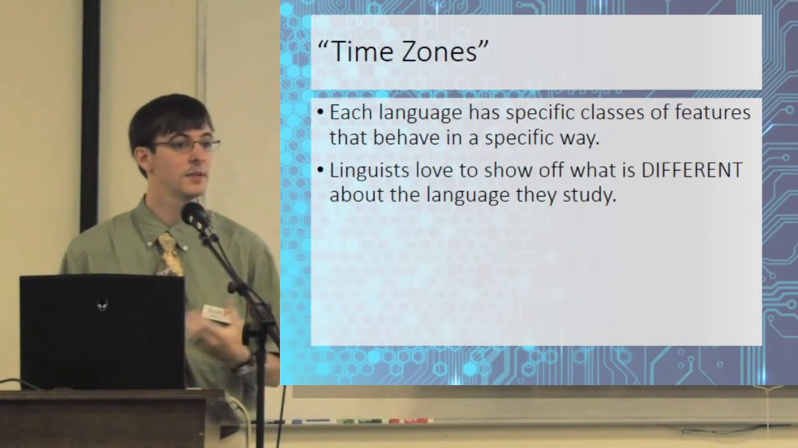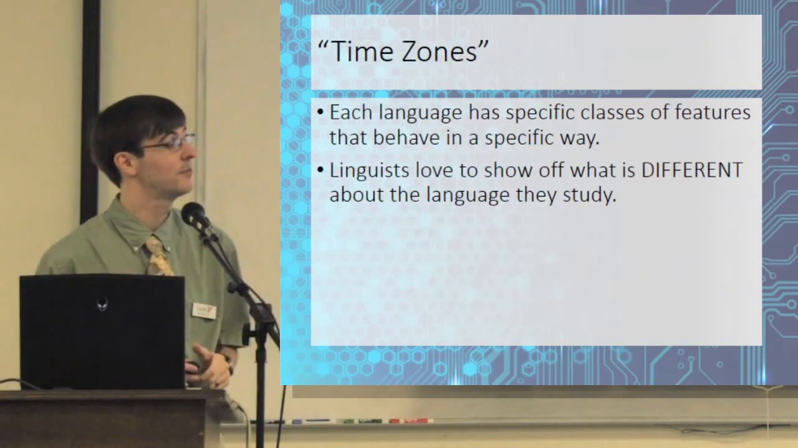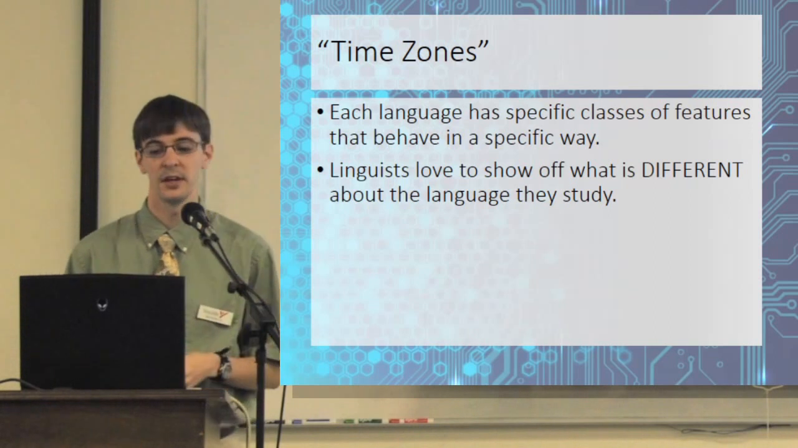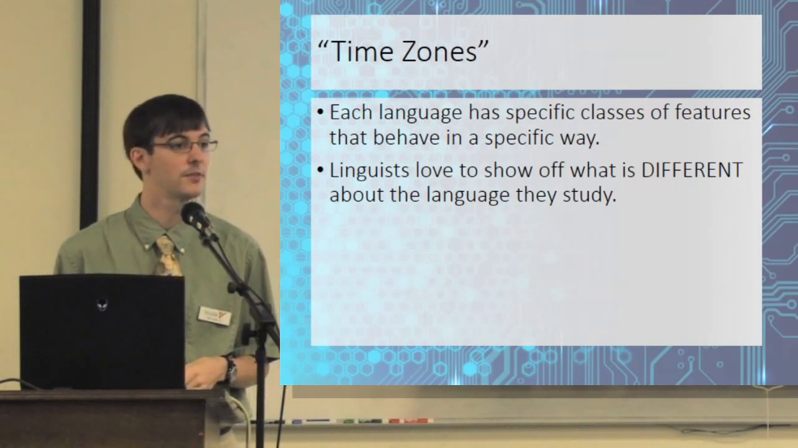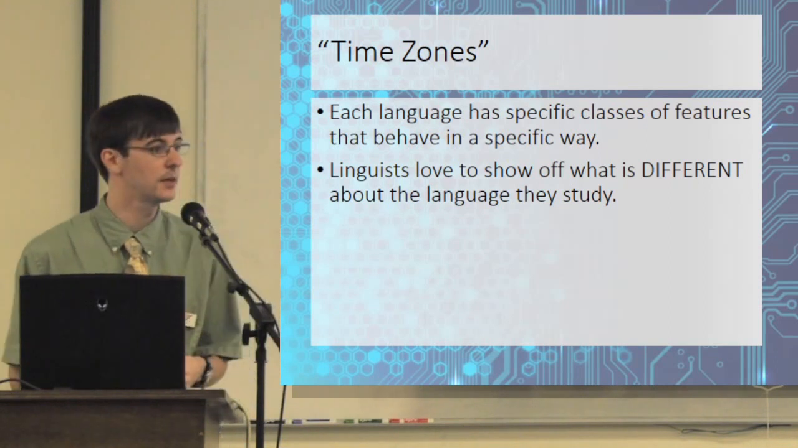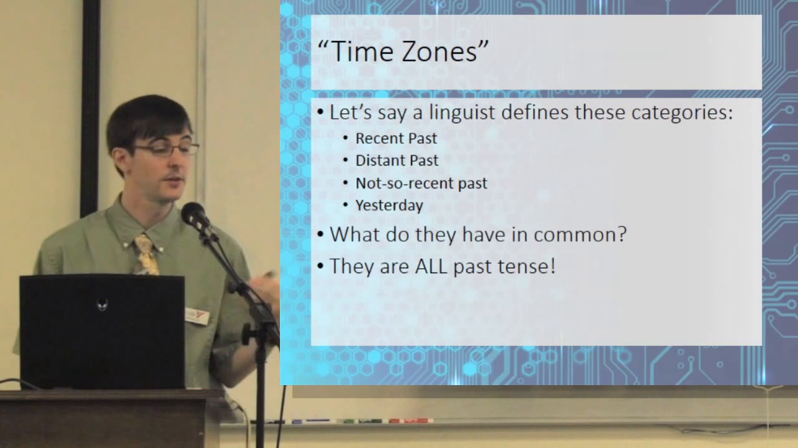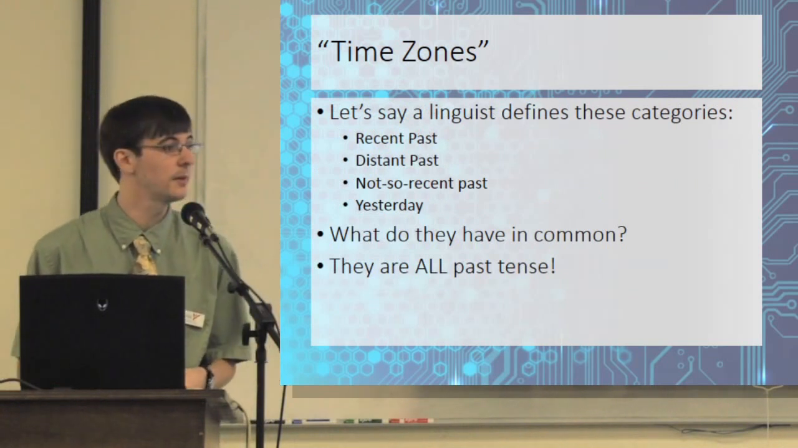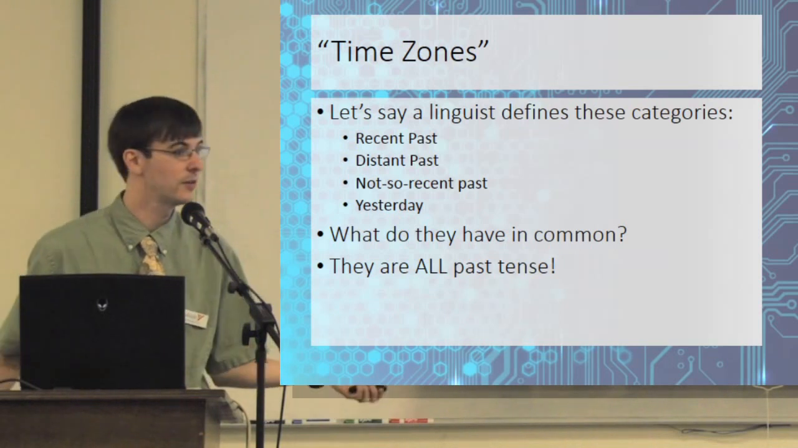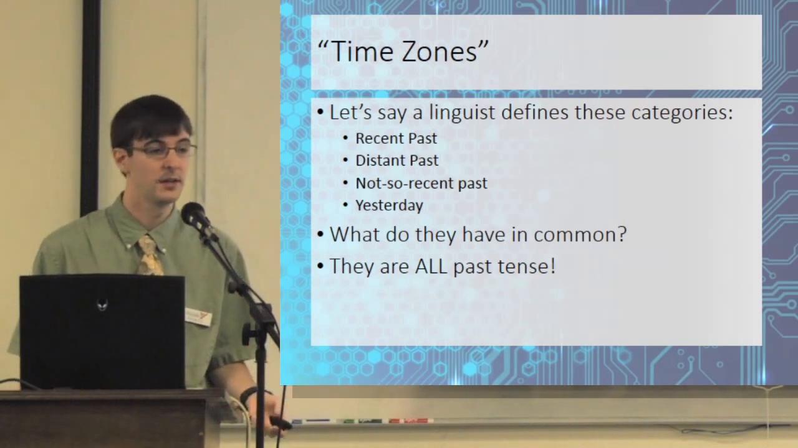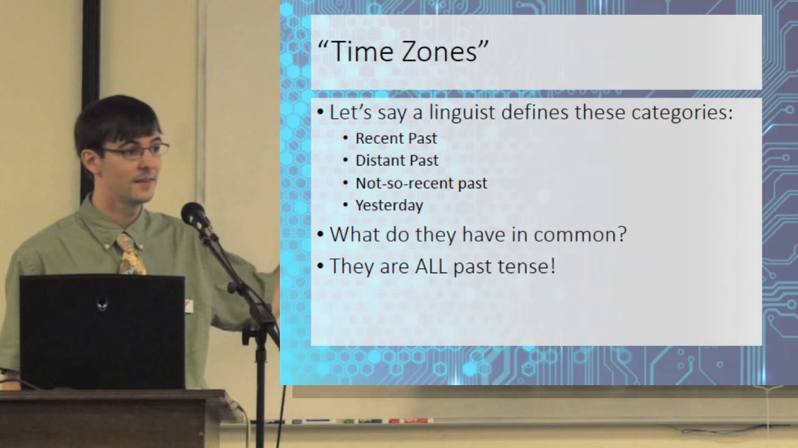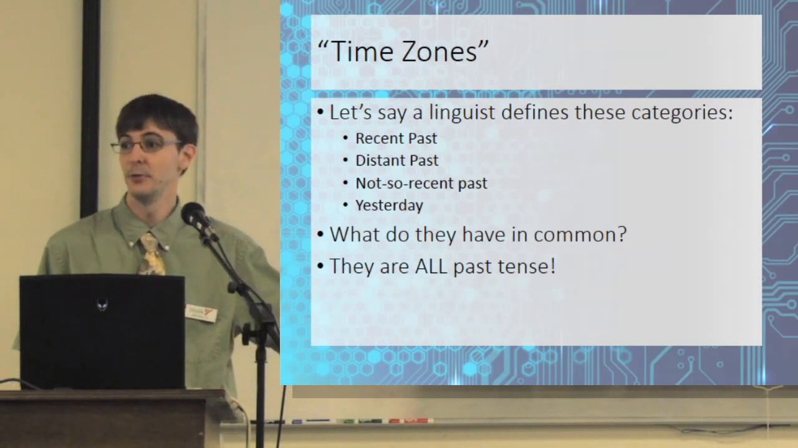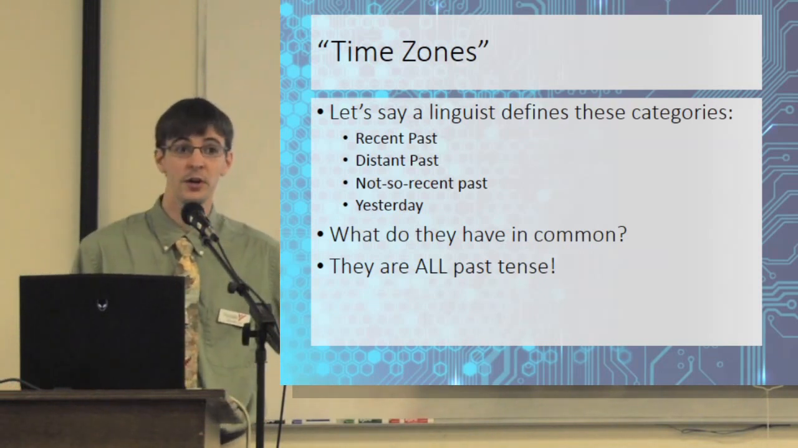So Gary also likes to talk about time zones. So each language has specific classes of features that behave in a specific way. And linguists love to show off what is different about the specific language they're studying. So if a linguist defines for their language these categories, recent past, distant past, not so recent past, and yesterday, what do they all have in common? They're all past tense. If you were doing a search for past tense, you would want all of them to come up.